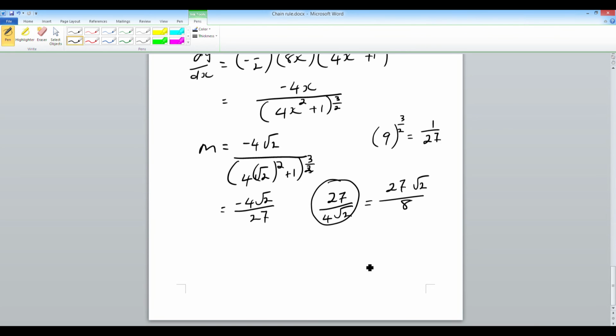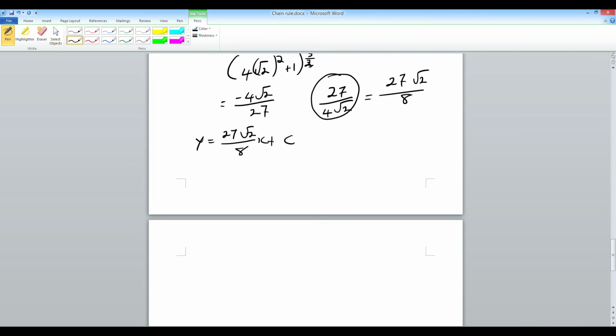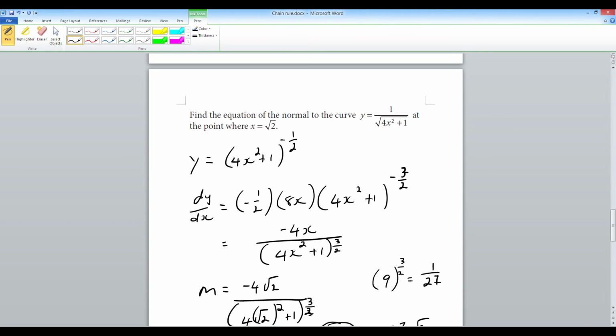So I can go and write here y is equal to, so the gradient 27 root 2 over 8 times x plus c. Now all I can do is substitute in my x and my y values, and then I can find my c value, my y-intercept. Now if I want to find the y-intercept, I already have a point for x. They told me that the x value is root 2. So now I have to find the y value. In order to do this, I will go to my original equation. My original equation was y is equal to 4x squared plus 1 raised to the power of negative 1/2. So I will go and substitute in root 2 into this equation.